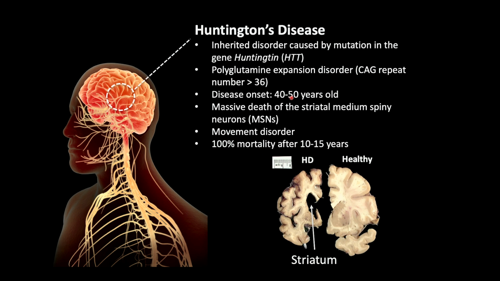Usually the symptomatic stage starts when patients reach middle age, around 40 to 50, and is characterized by massive cell death of striatal medium spiny neurons. There is also a population of cortical neurons that degenerate, but in the lab, our goal is to model the neurodegeneration of medium spiny neurons.